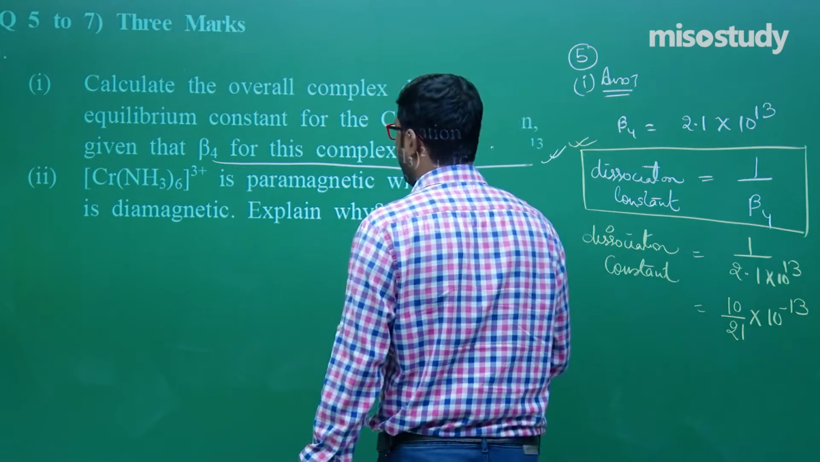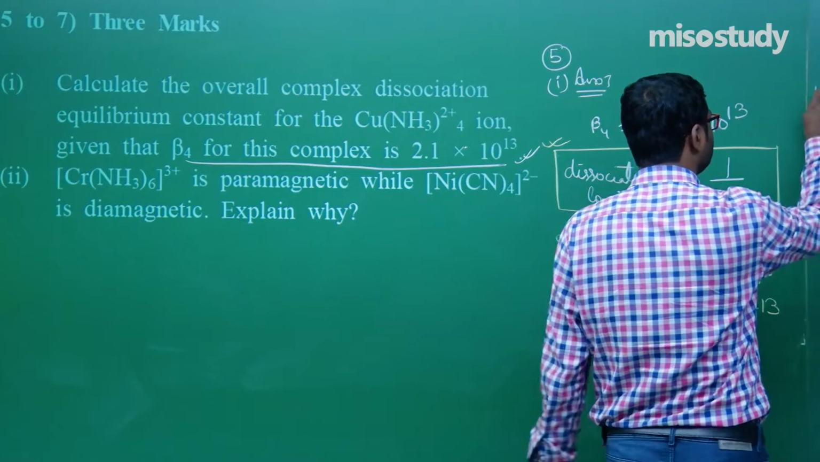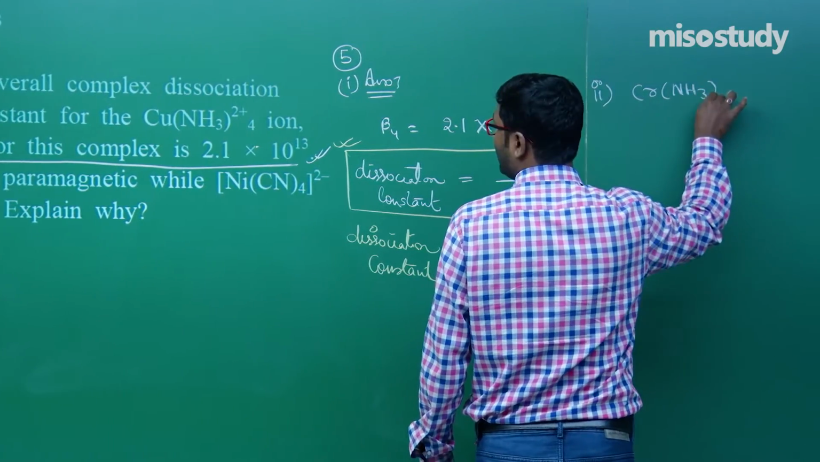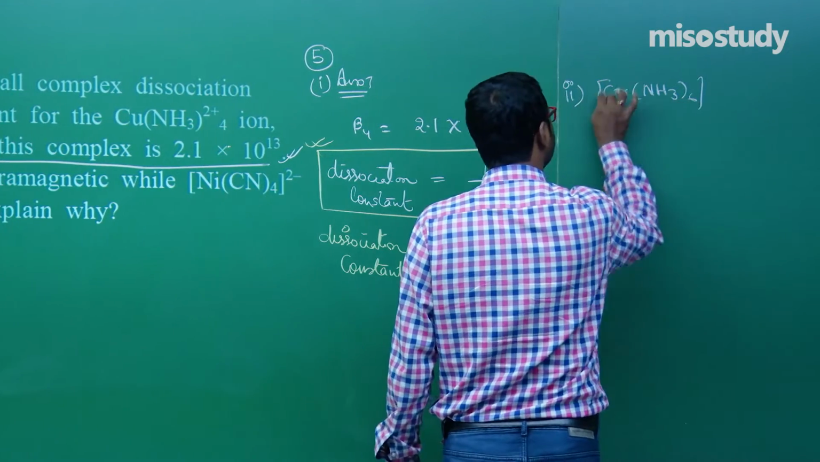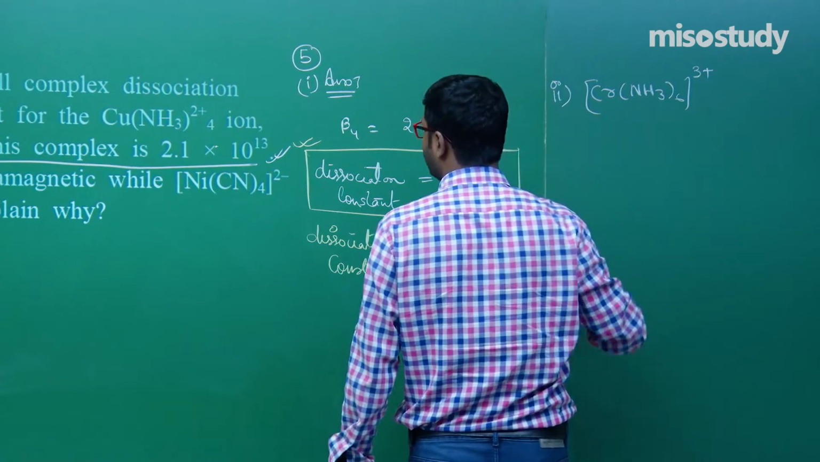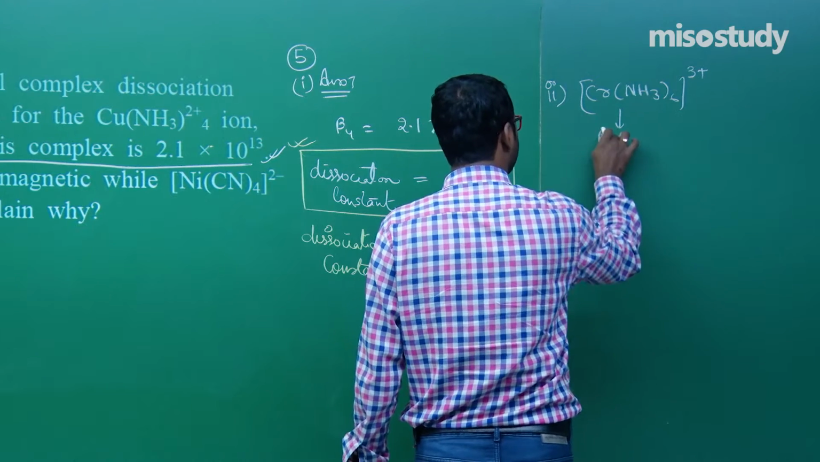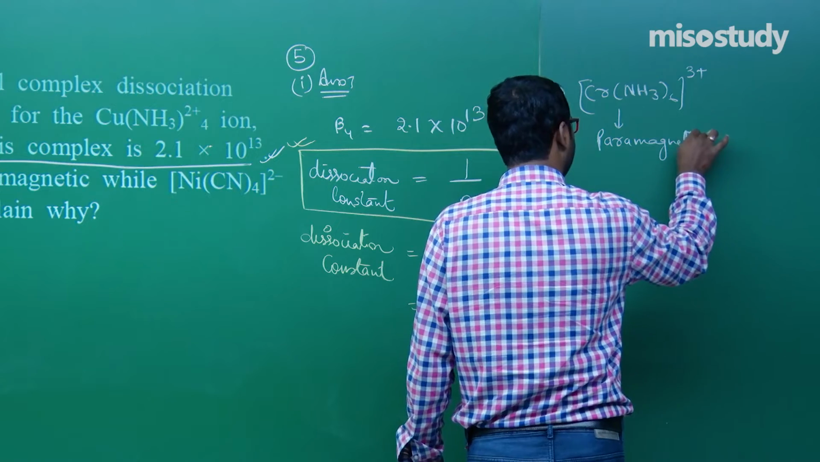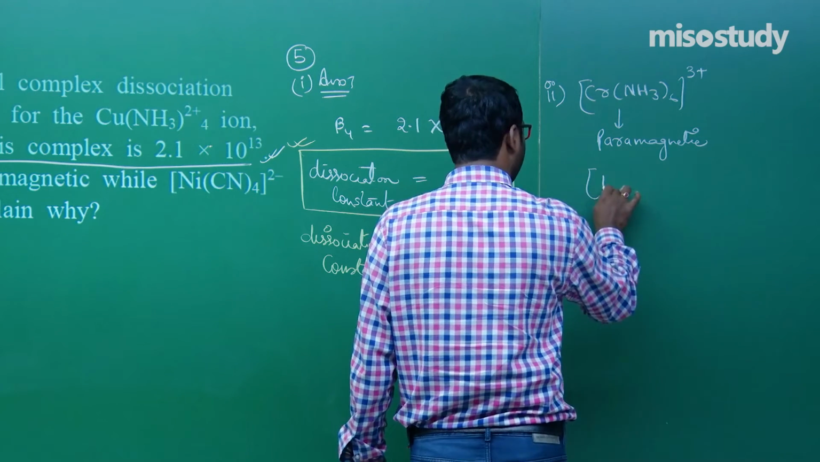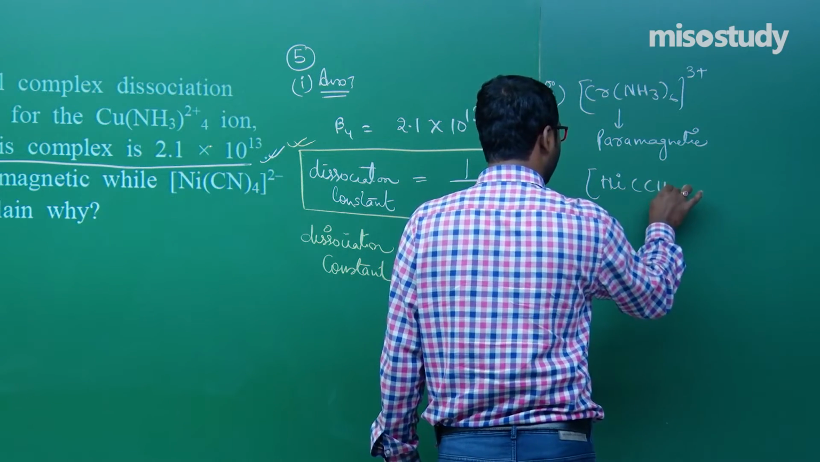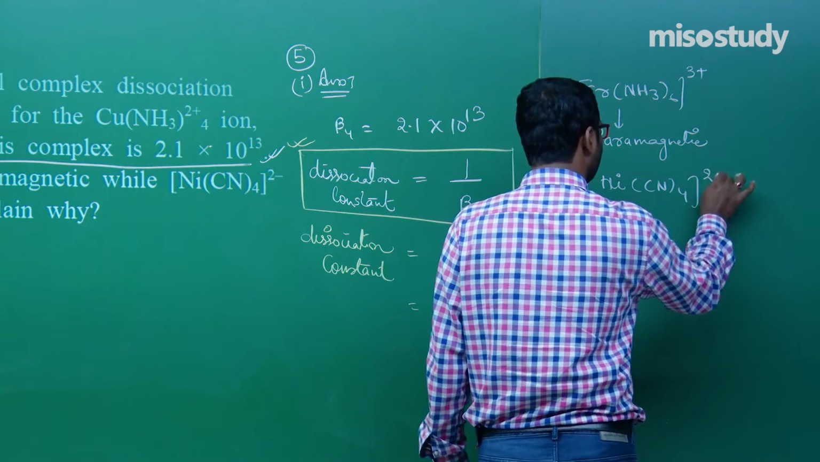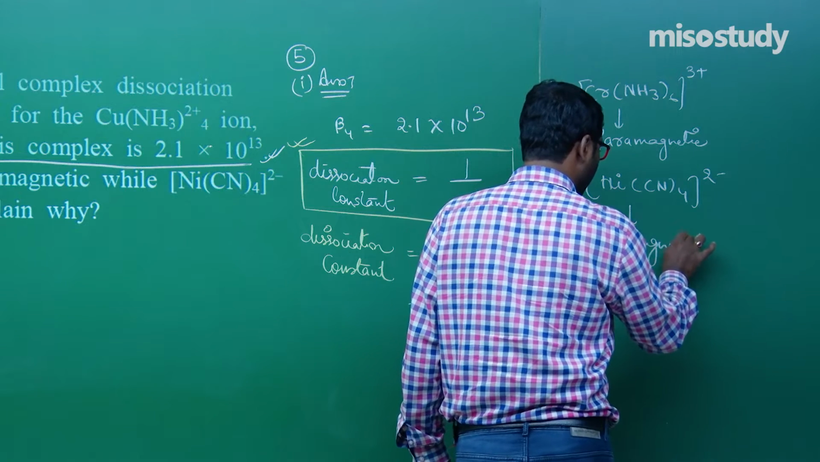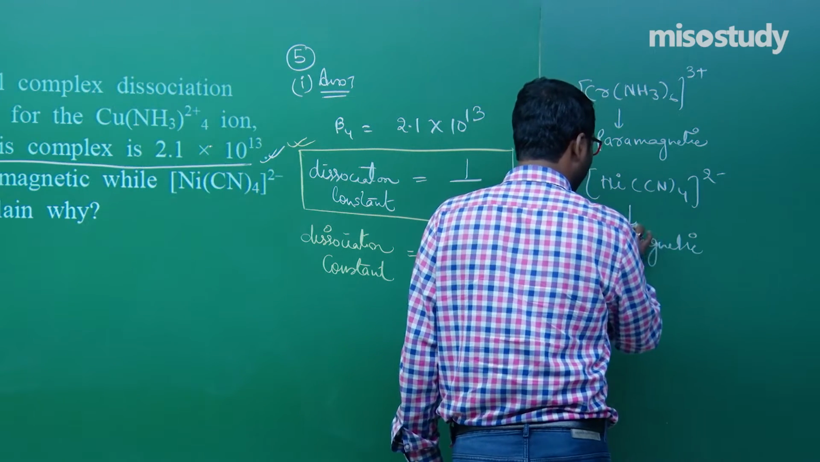Now, what is the second? I'm moving here. Second one, [Cr(NH3)6]3+ is paramagnetic. This is paramagnetic, okay, my friend. And the next one, [Ni(CN)4]2- is diamagnetic. This is the case, paramagnetic and diamagnetic.